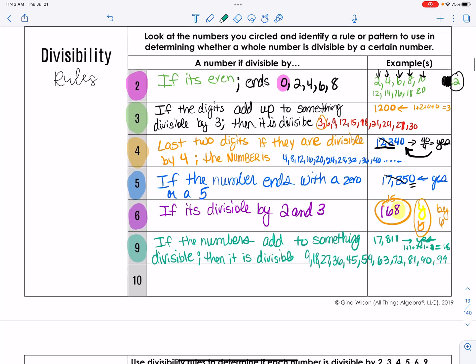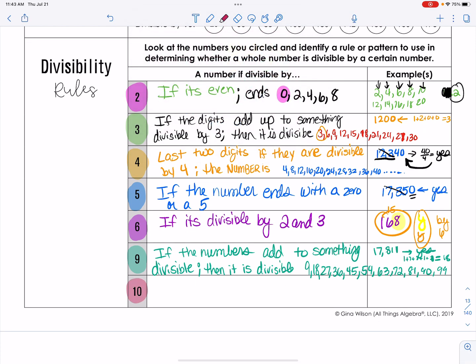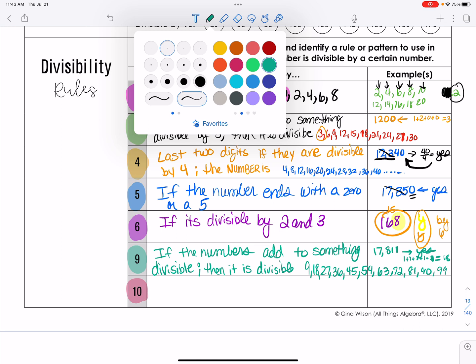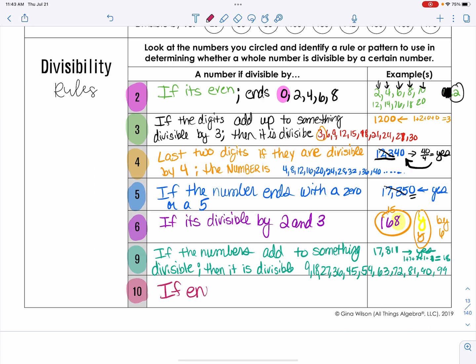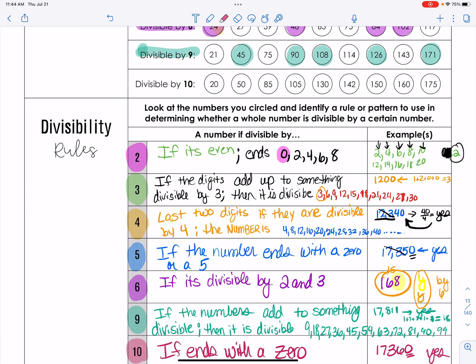Okay, and then the last one is 10. Tens is kind of an easy one. It's easier than a 5. Okay, 10 if it ends with a 0. So if I had 17,360, it ends with a 0, that's a yes. So this one is a little bit easier, just looking. Does it end in a 0? Yes. Yes. No. No. Yes. No. Okay, do those last 3. Yes. Yes. No. So it works.